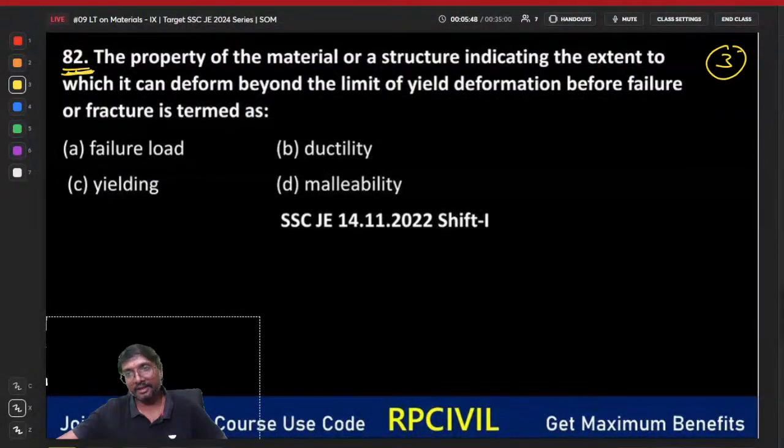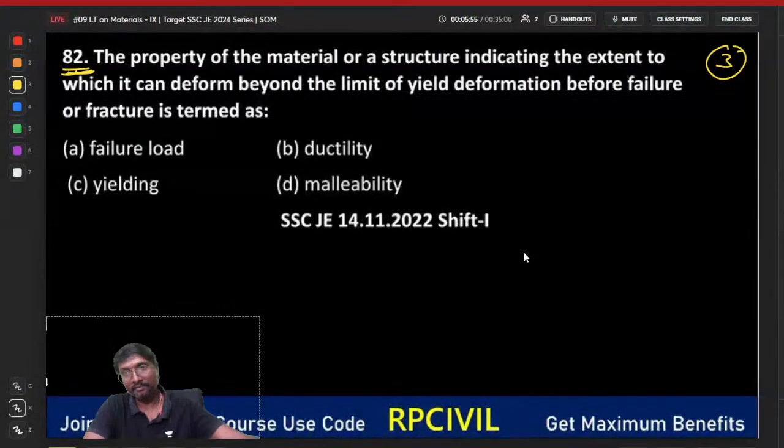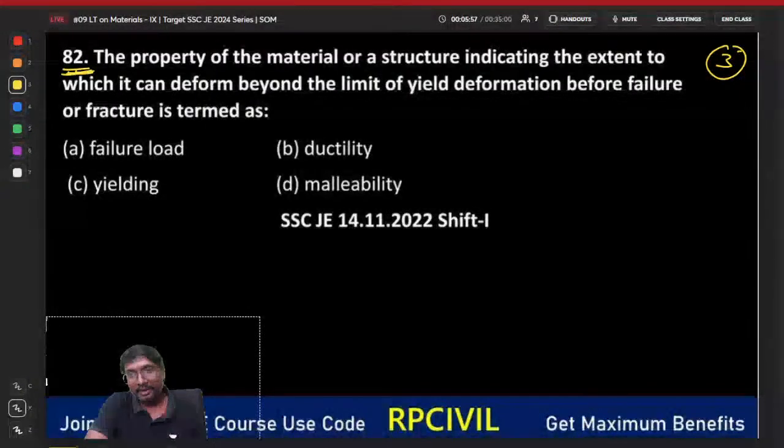Only Pawan answered correctly. Remaining all are cute fellows. You read the question. All of you, read the question properly, and then select the answer correctly.